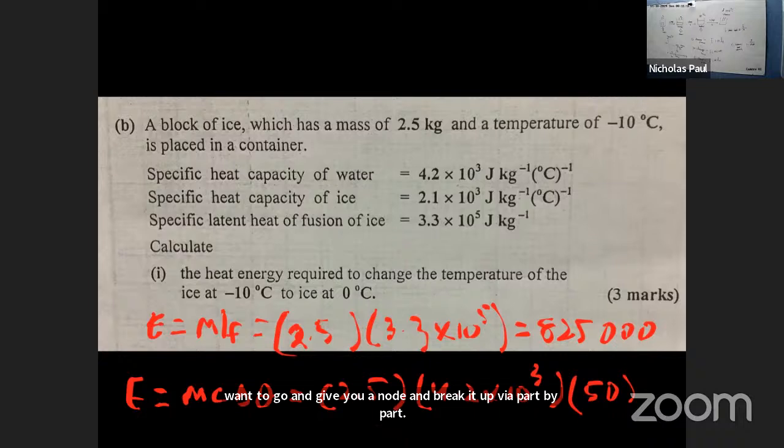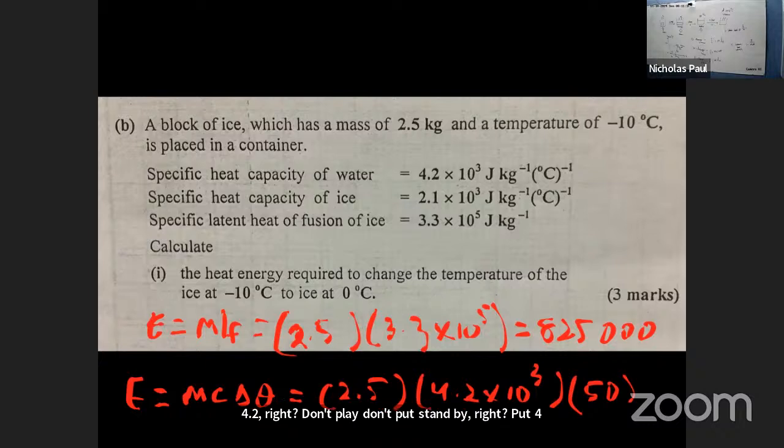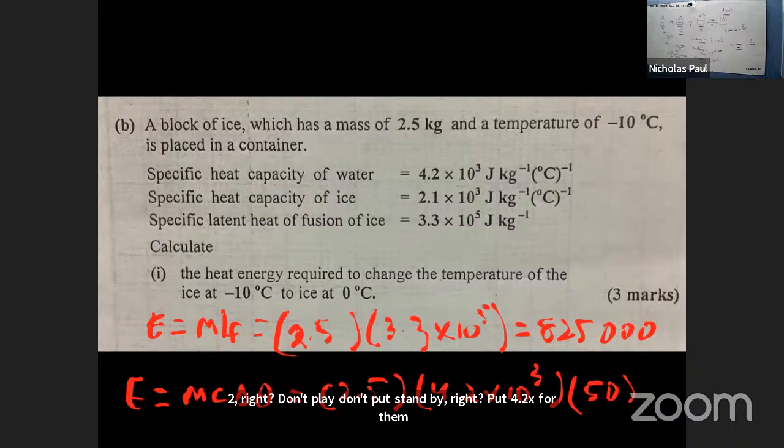Okay, plug it in. 4.2, right? Don't put 10 by, put 4.2 exponent 3.